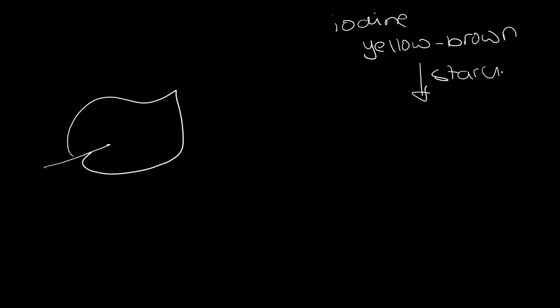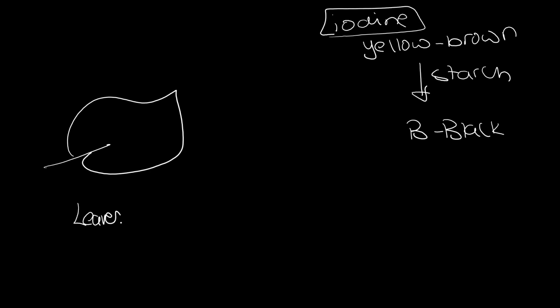So I have two problems. I want you to understand with me the problems. Again, I want to do the iodine test. The iodine, the original color is yellow-brown, and if starch is present, it should change to blue-black. I always use my iodine to test for the presence of starch. Now, when it comes to leaves, I have two problems.